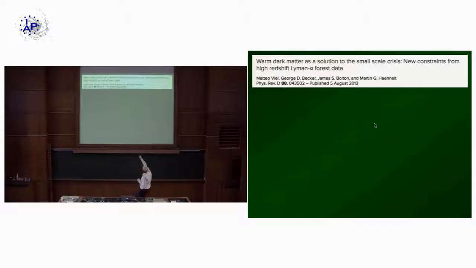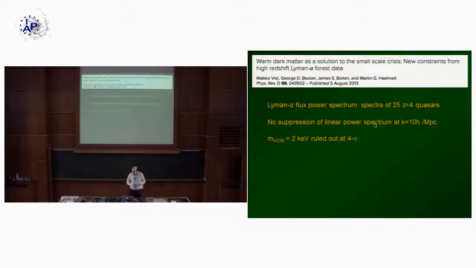So here's a paper that involves a number of people in this room. They looked at the Lyman-alpha forest flux power spectrum from 25 spectra of redshift above 4 quasars. Their conclusion was that there is no suppression of the linear power spectrum at quite small scales, and therefore that for warm dark matter, a 2 keV particle is ruled out very strongly at 4 sigma.